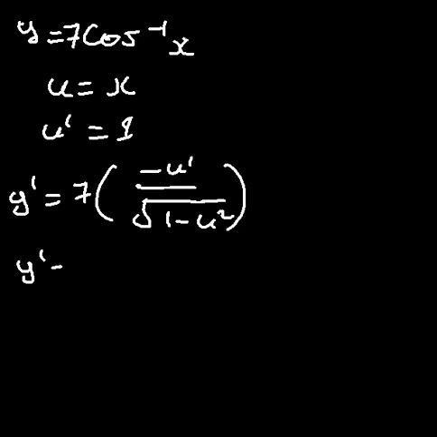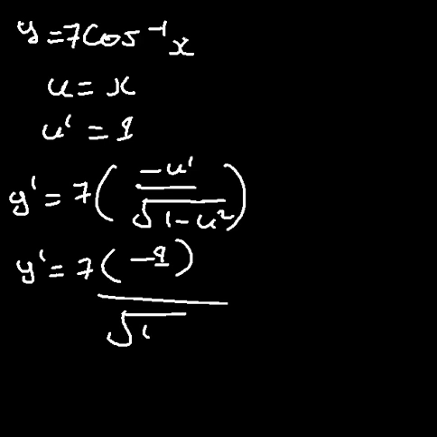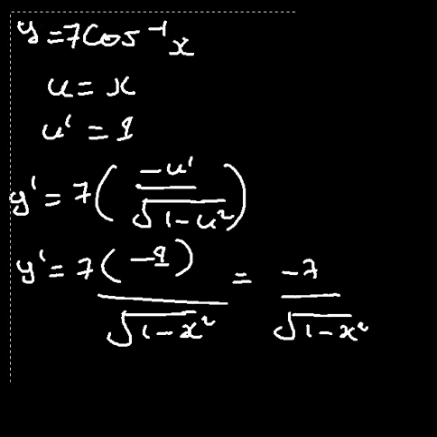So in this case, y prime will be given as 7 times u prime, which is 1, that will be negative 1, divided by the square root of 1 minus u, which is x, so we'll have x squared. So the derivative of this function will be given as negative 7 over the square root of 1 minus x squared.